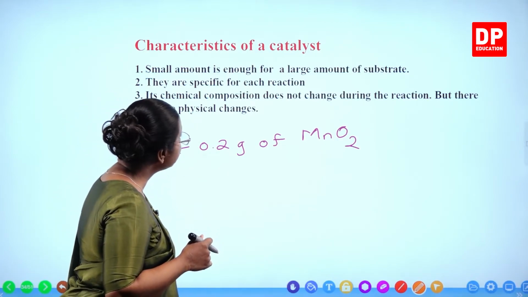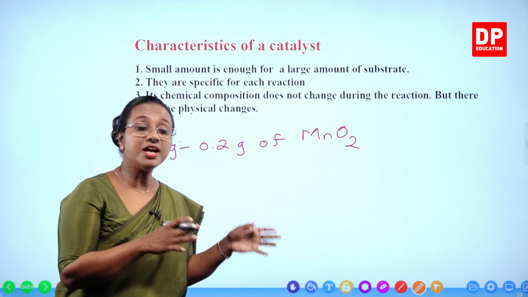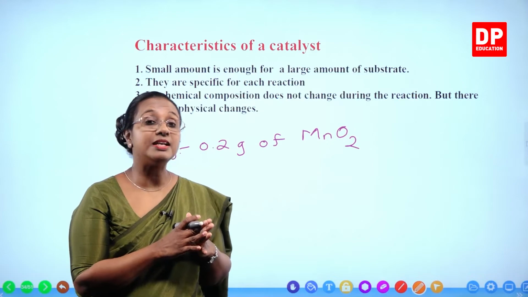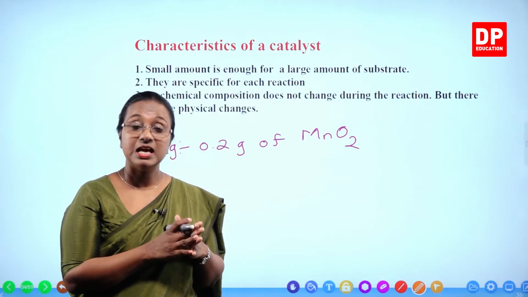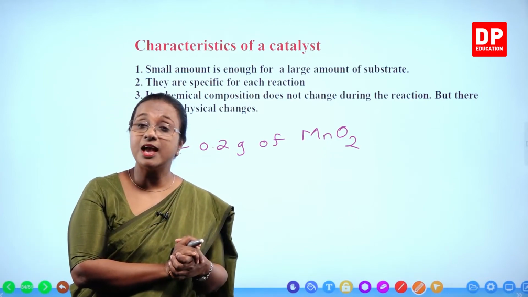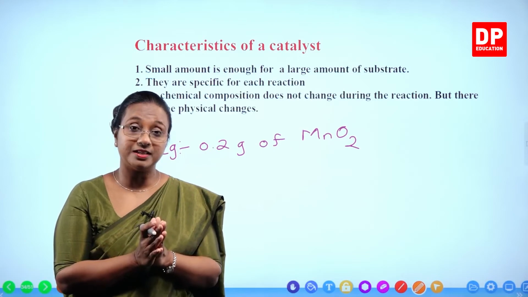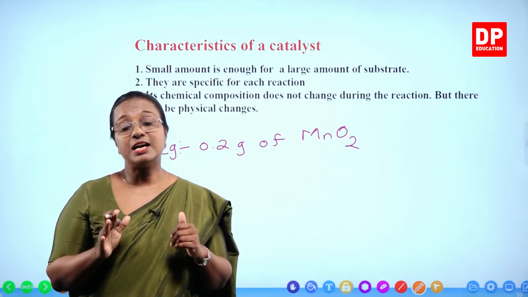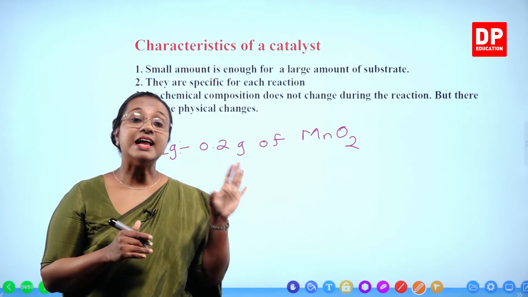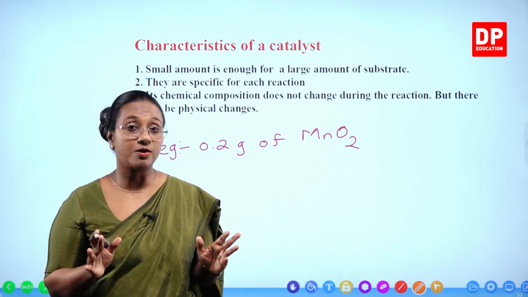And they are specific for each reaction. Now for hydrogen peroxide, we use manganese dioxide as the catalyst. But you cannot use a different catalyst to speed up the reaction of hydrogen peroxide. So when we say specific, manganese dioxide is a catalyst that can speed up the reaction of dissociation of hydrogen peroxide.